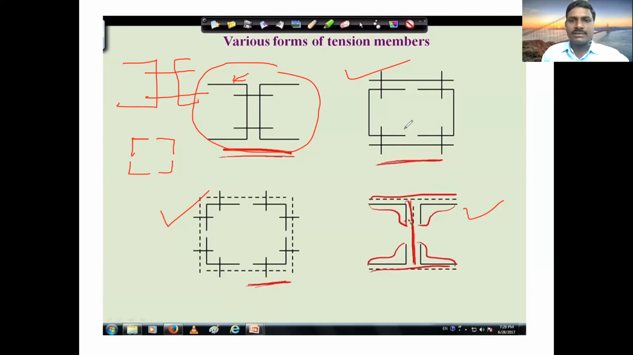This is the single channel. If we connect one more channel with this, we can call it a built up section. Are you getting? Built up means what? Two or more sections. The sections may be angle sections, channel sections, or I sections. So which steel sections are available in the market? Rod, cables, angles, I sections, T sections, channel sections. Are you getting? Have you seen this in the market?